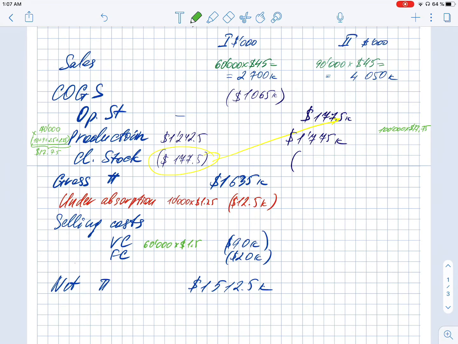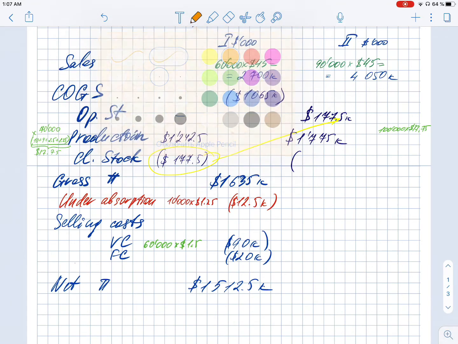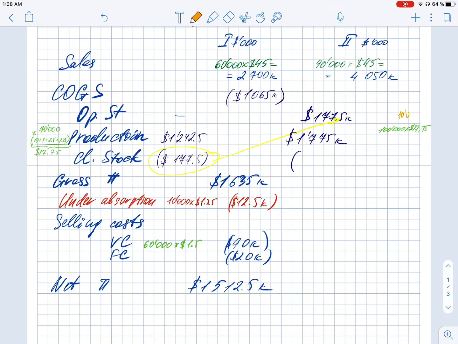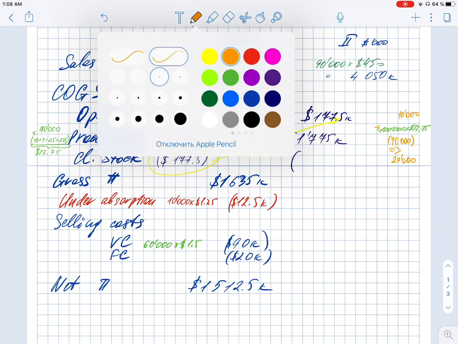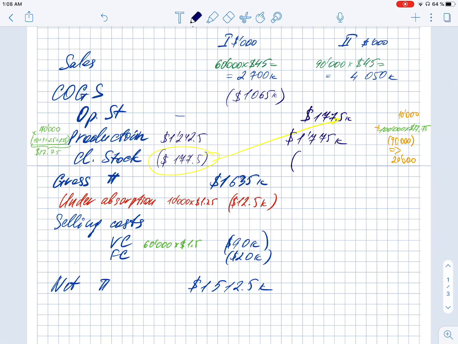The company had 10,000 units at the warehouse. I will use orange. Then it produces 100,000 units, and 90,000 units were sold. Eventually, the company has 20,000 units at the warehouse, and we have to value it at 17.75. So 17.75 multiplied by the 20,000 units gives us 355 thousand as valuation of closing stock.